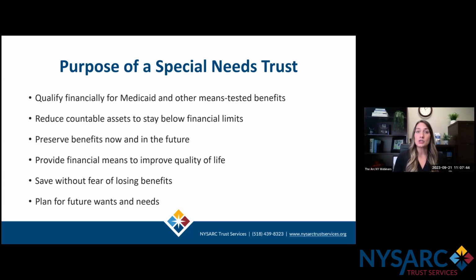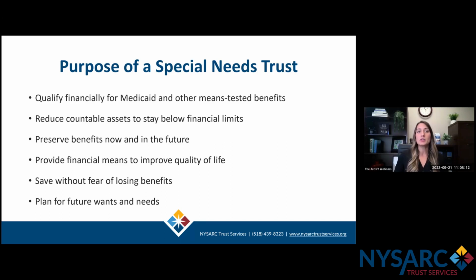Setting up a supplemental needs trust can sometimes be done in advance when we're talking about a third party, a parent or other family member who wants to leave money in the future to a loved one. And when we are setting up a trust with a person's own money, it's often done at the time that they're applying for services or when they're already receiving services and they come into some sum of money that might put them over the limits to keep those benefits.